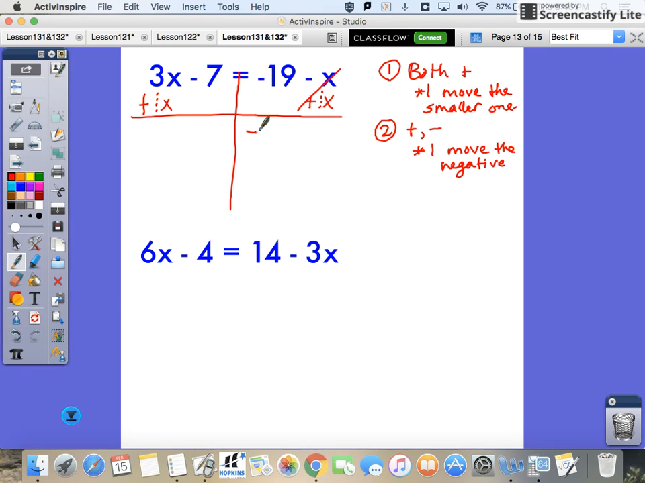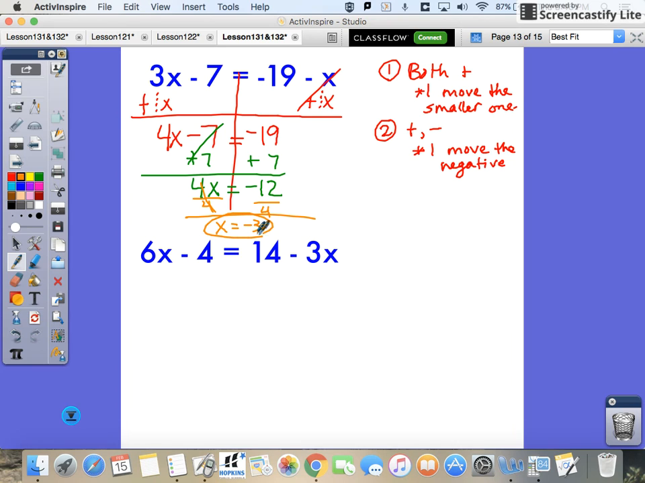We're left with negative 19. 3x plus 1x is 4x minus 7. And now it's like normal. Plus 7, 4x is negative 12. Divide by 4, x is negative 3.